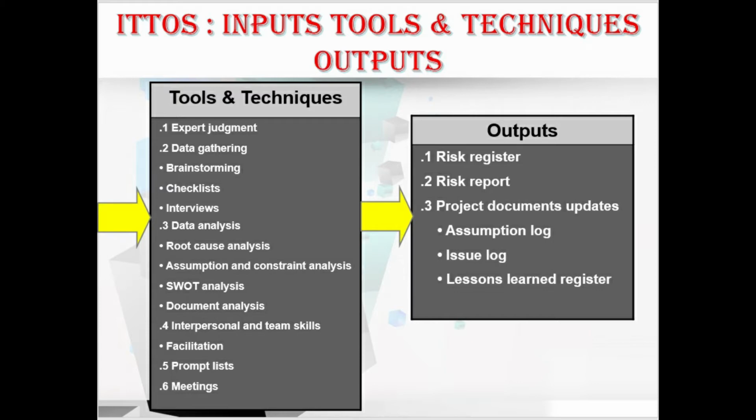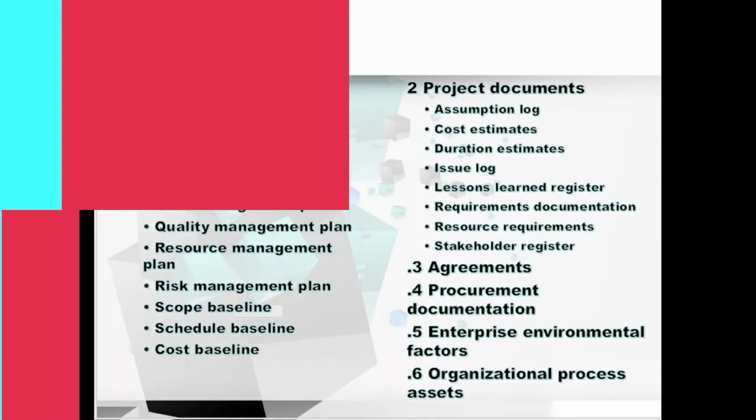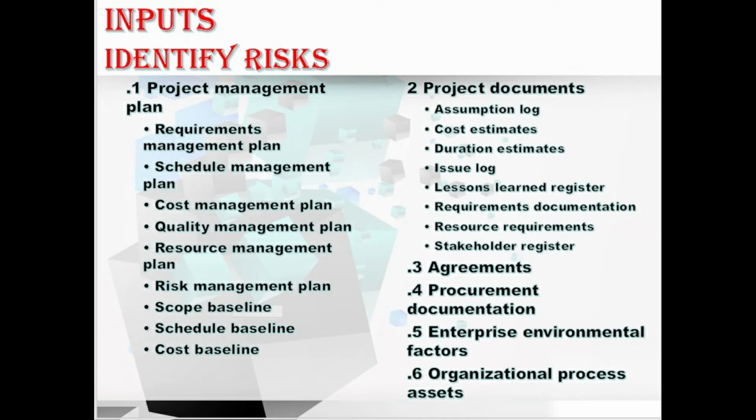Let's discuss this in more detail, starting with the first input. In the inputs, first we have the project management plan. As I said, the project management plan includes the requirements management plan, schedule management plan, cost management plan, quality management plan, resource management plan, risk management plan, scope baseline, schedule baseline, and cost baseline. Let me explain one by one, starting with the requirements management plan.